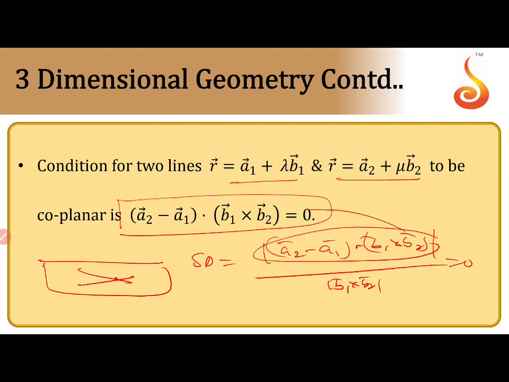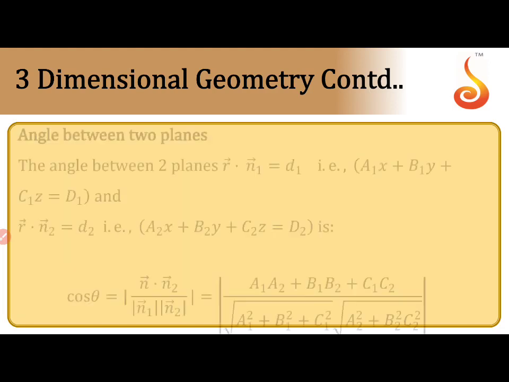0. The condition for two lines to intersect or be coplanar is (A2 minus A1) dot (B1 cross B2) equal to 0. Clear this one? The condition for two lines to be coplanar means they should be in the same plane. The same plane means they must intersect. The condition for intersection of two lines is (A2 minus A1) dot (B1 cross B2) equal to 0.